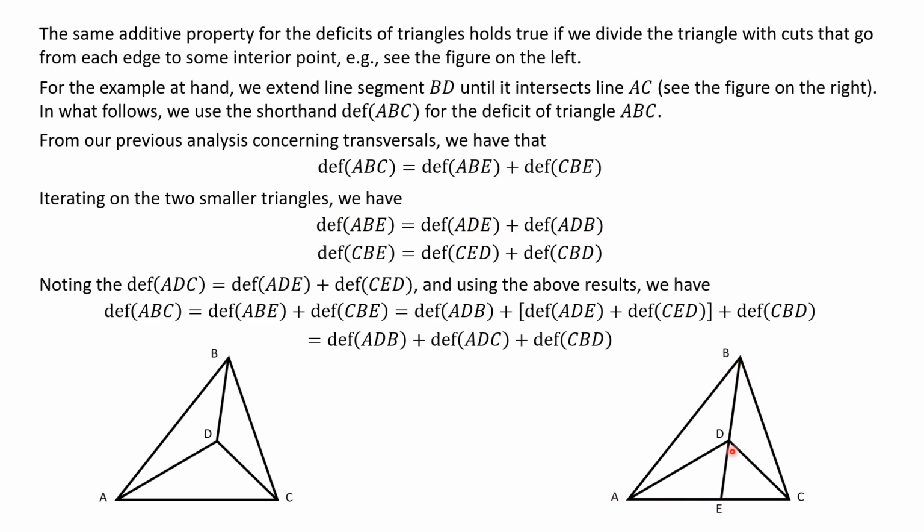And then we can do the same thing on the right. So the deficit of CBE is the deficit of this triangle plus the deficit of this triangle. So I wrote that here. And then we note that the deficit of ADC is the sum of the deficit of this triangle and this triangle here. And then we can just put everything together.